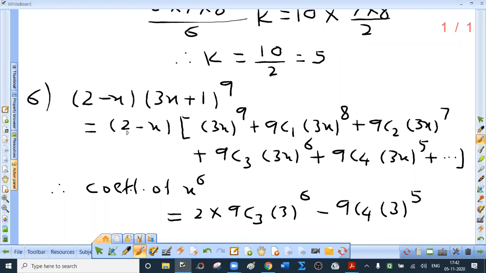Okay. Now, if I open the bracket, then I should be interested in which terms? 2 into this 9C3 (3x)^6 because it is in x^6. Now, I should be interested in one more term, which is that. See, minus x, when it is multiplied with these many terms, consider this one, x into x^5 is x^6, and that is why I have written minus 9C4 3^5. This is actually the coefficient of x^6.